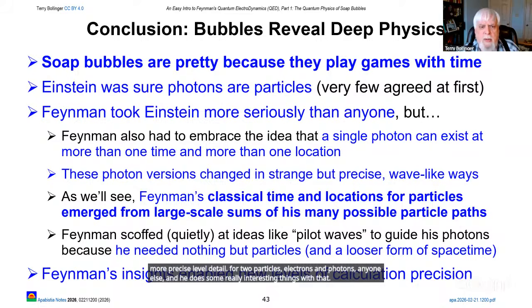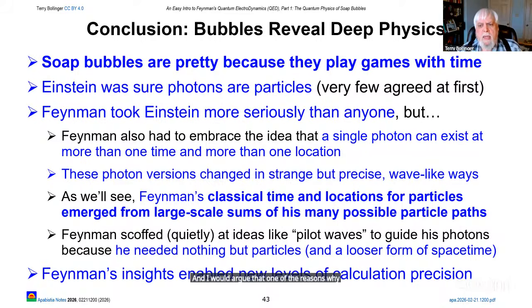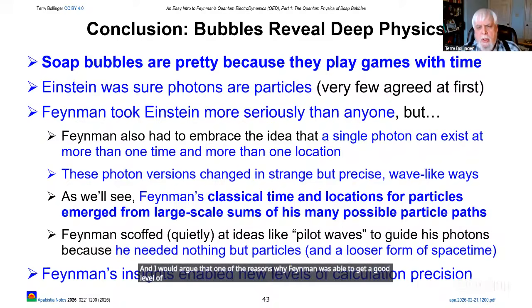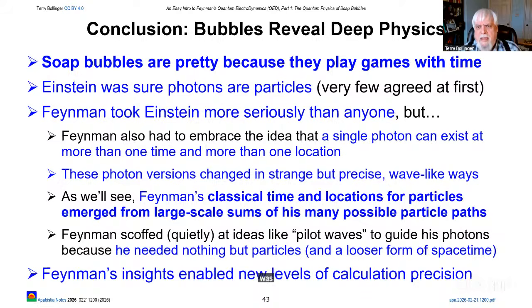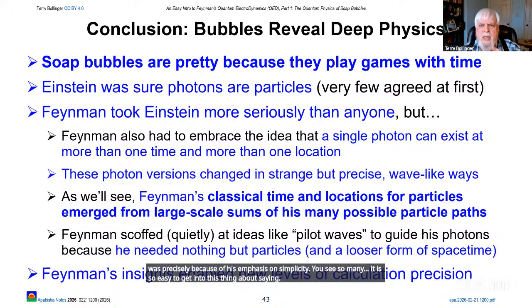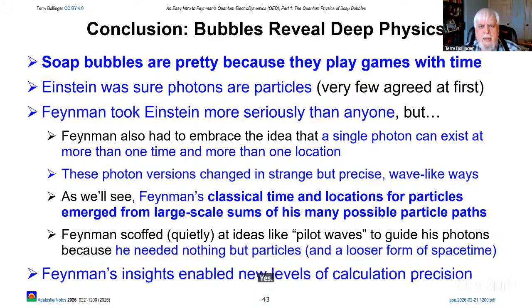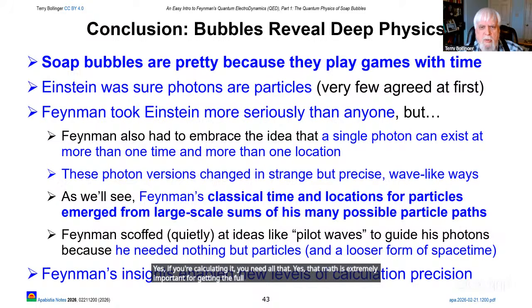And I would argue that one of the reasons why Feynman was able to get a good level of calculation precision was precisely because of his emphasis on simplicity. You see, it is so easy to get into saying, how can I make something sound really impressive, very complex, lots of integrals, lots of this. Yes, if you're calculating it, you need all that. Yes, that math is extremely important for getting the full calculational probabilities, descriptions. You have to have that.